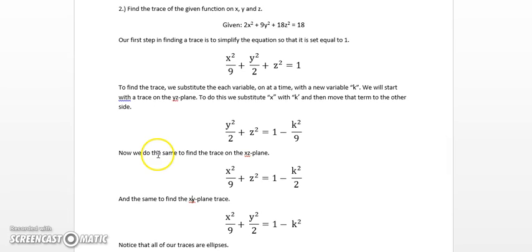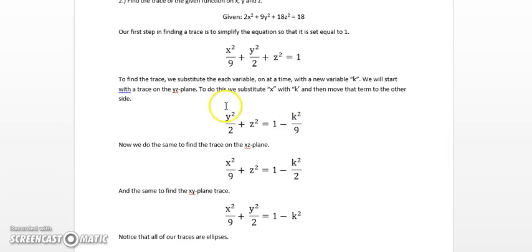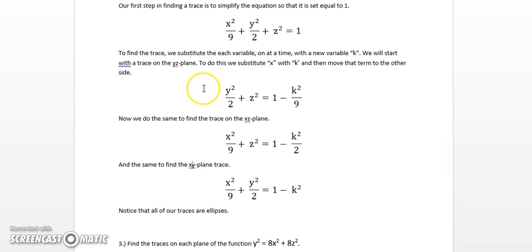The way that we do that, let's say, just to show you an example: to find the yz trace, we take the x variable and set that equal to k. After we set it equal to k, we move it to the other side of the equation. That way, as you see, we're solving for the yz trace, so we want to have yz on one side. And this gives us its own shape. This gives us an ellipse. So that's the trace that happens on the yz plane in this shape. And that's all you have to do for that.